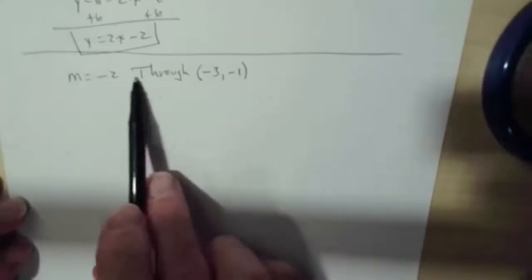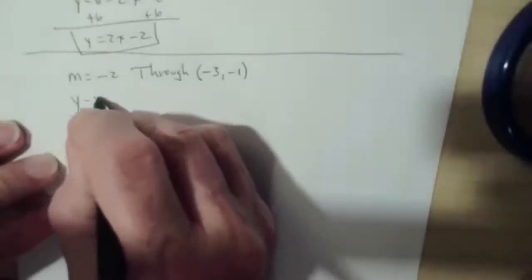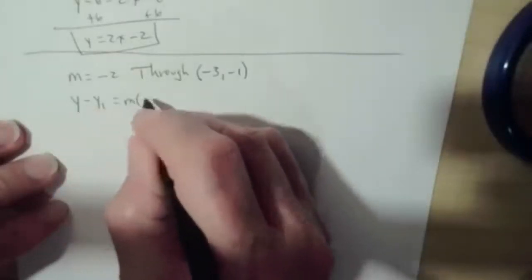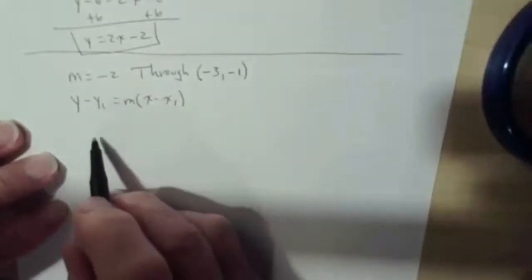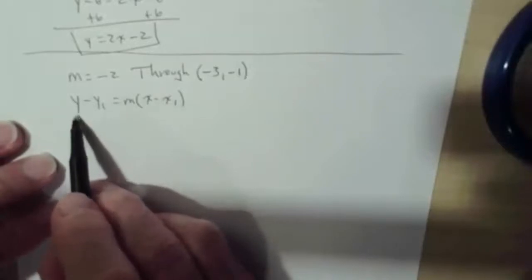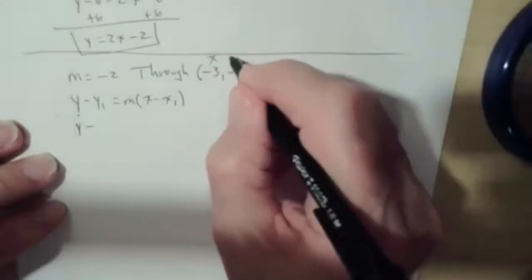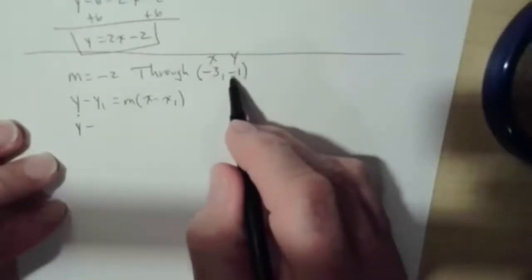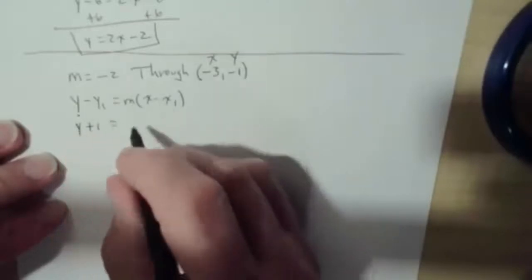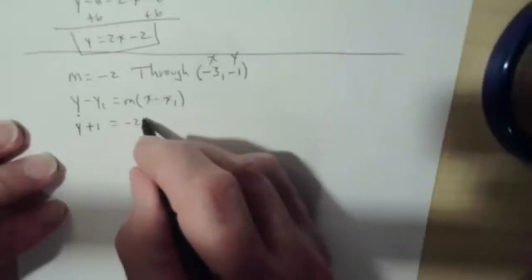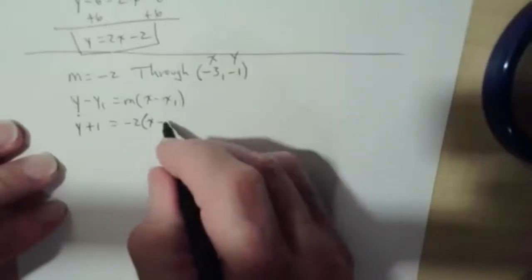So what formula are we going to use? Oddly enough, point slope. y minus y1 equals m open x minus x1. Now we just plug in the numbers we know and solve for y. So we have y minus y1, remember it's x and y, minus a -1 makes it a +1, equals m, which is -2, x minus a -3 makes it a +3.